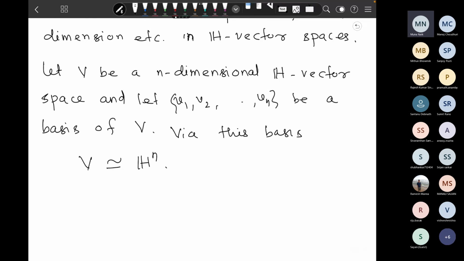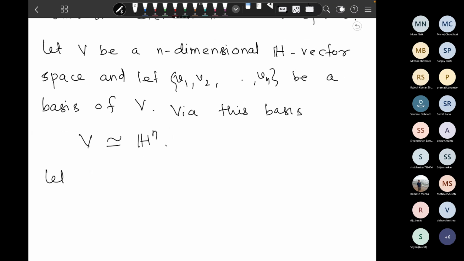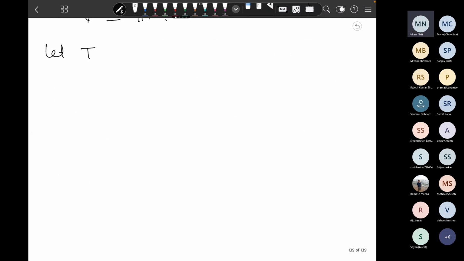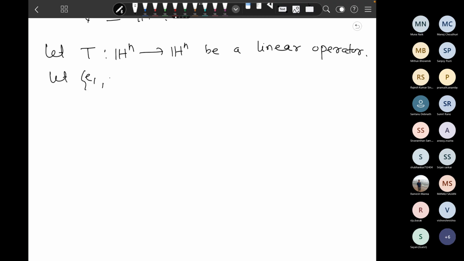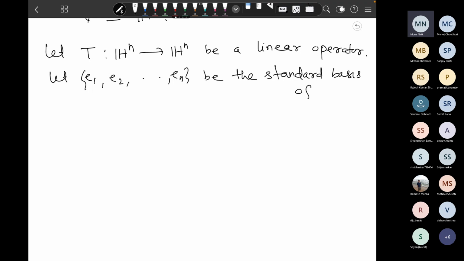Now we want to talk about linear operators on vector spaces, but we will be most interested in linear operators from Hn to Hm, or Hn to Hn. Let us see this first. Let T from Hn to Hn be a linear operator, and let E1, E2, ..., En be the standard basis of Hn. I just want to associate a matrix to this linear operator.